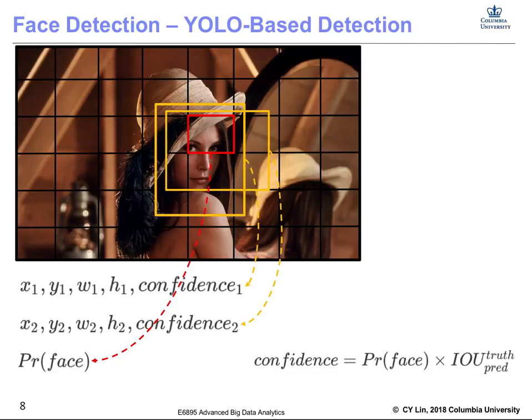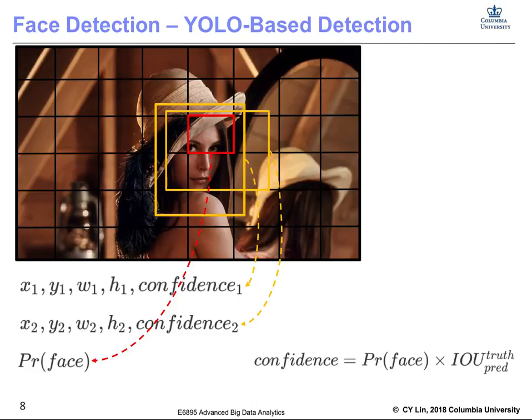This method works like this. It will first divide the input image into an S by S grid. If the center of a face falls into a grid cell, that grid cell is responsible for detecting that face. Each grid cell predicts two bounding boxes and confidence scores for those boxes. These confidence scores reflect how confident the model is that the box contains a face, and also how accurate it thinks the box is that it predicts.